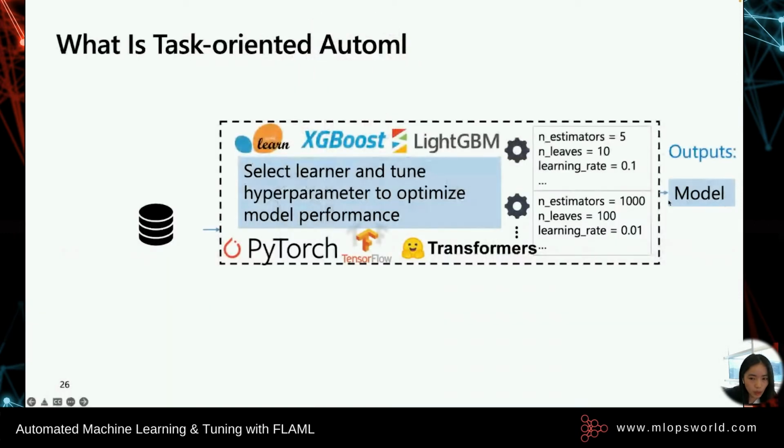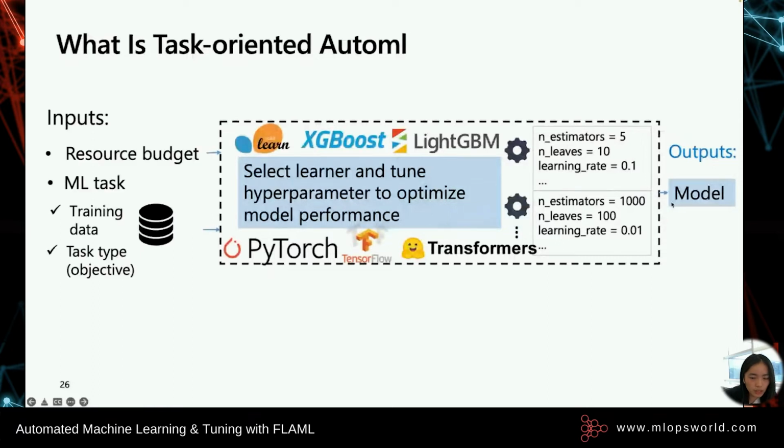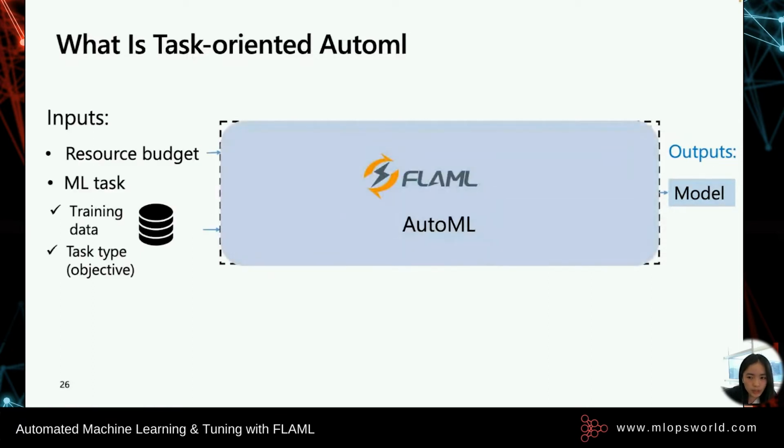In a task-oriented AutoML, given a machine learning task and a particular resource budget, the goal is to find a model with the best performance within the provided resource budget without much manual effort. Here, a task is a machine learning task, including both the training data and a task type. For example, whether you are doing regression or classification, etc.